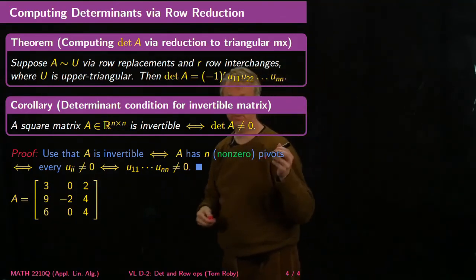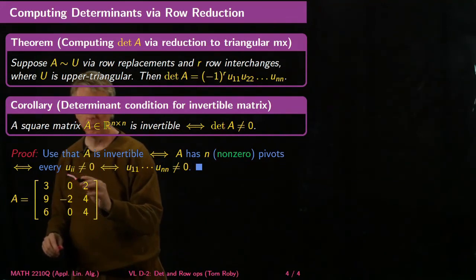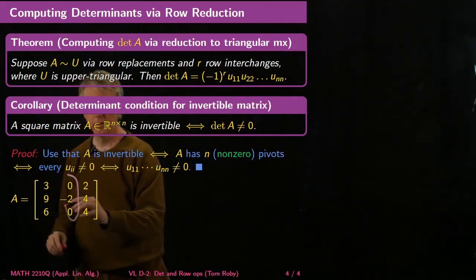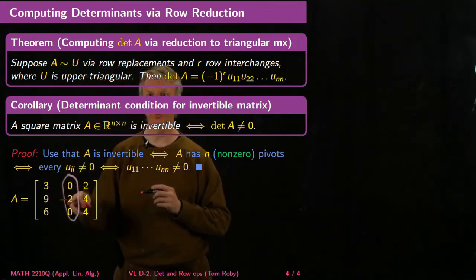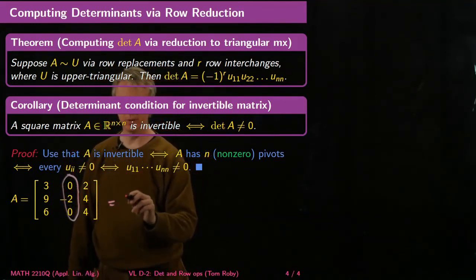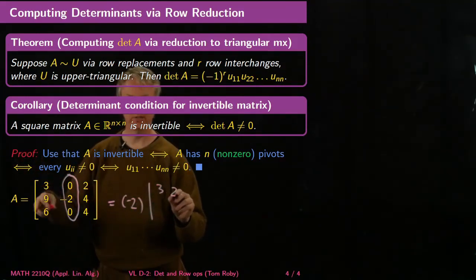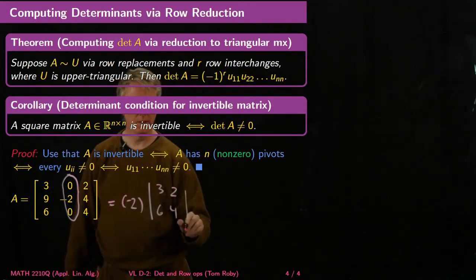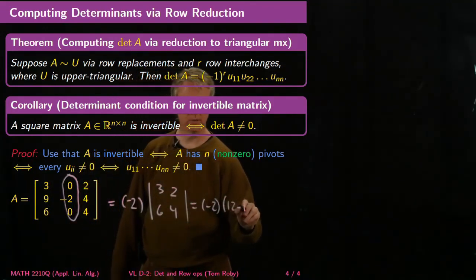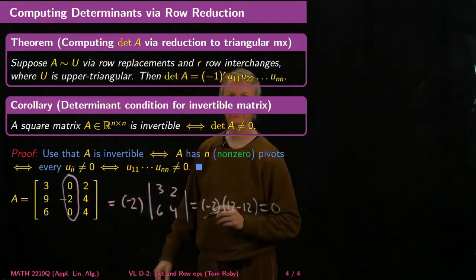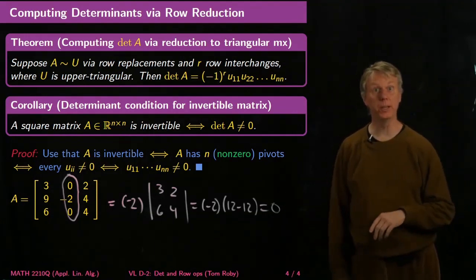So if you expand along this column, then you get a bunch of zeros. And so you only get that this is going to be equal to negative 2 times the 2 by 2 determinant, 3, 2, 6, 4. But this is just 12 minus 12, so it's negative 2 times 12 minus 12, which is 0. Okay, so it's easy to see that that matrix is not invertible because its determinant is 0.